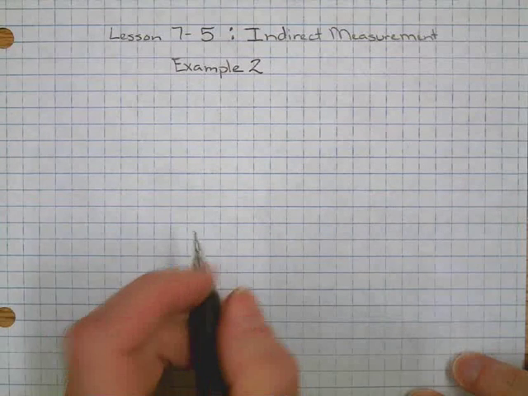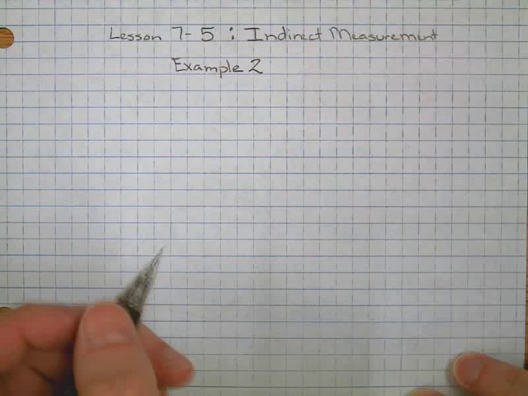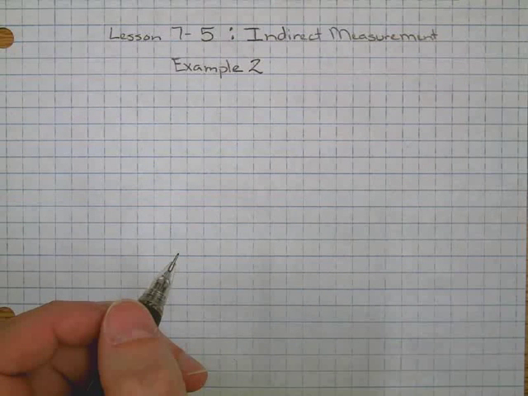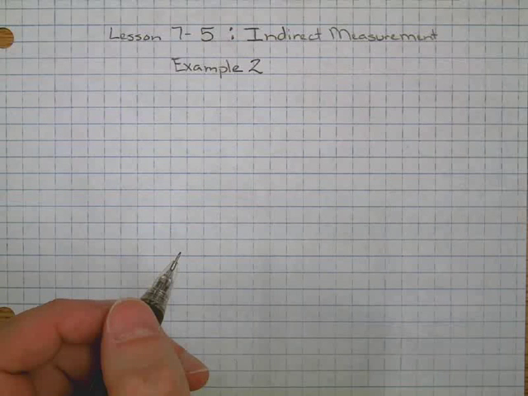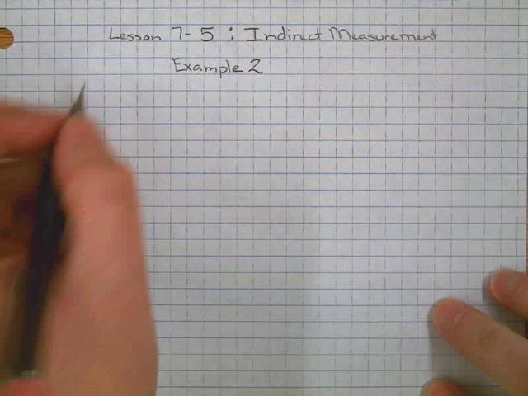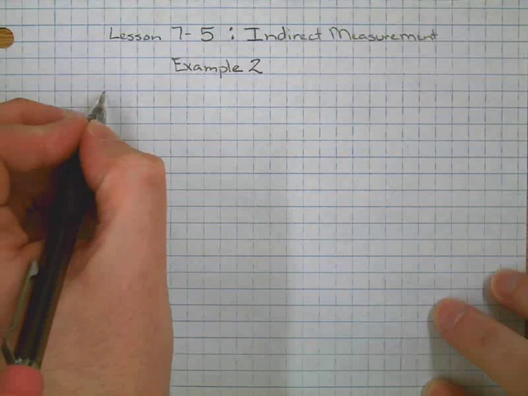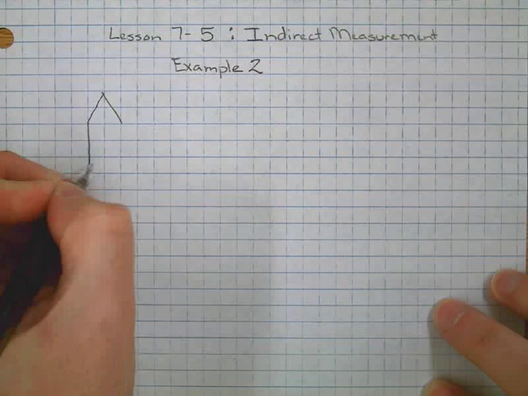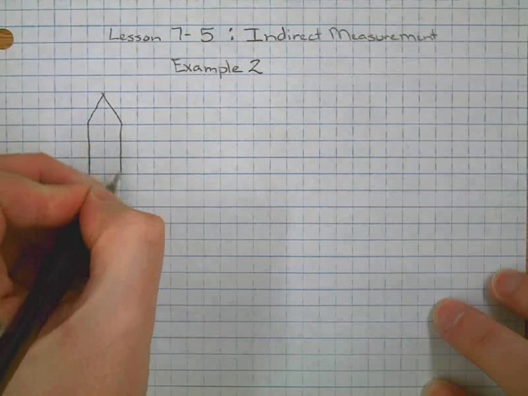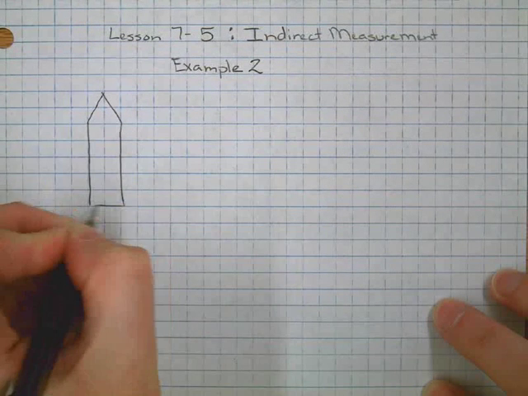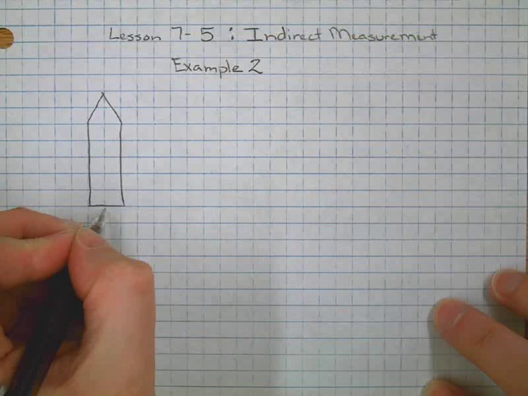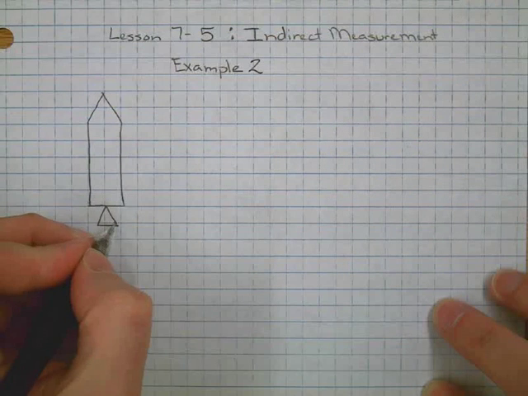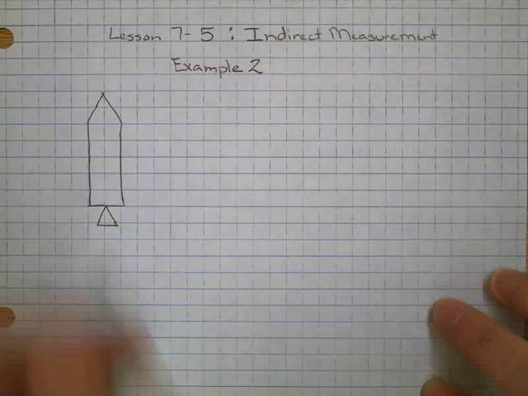Lesson 7.5, Indirect Measurement, Example 2. One of the places it's wonderful to go visit, and I love going there, is the Smithsonian Air and Space Museum in Washington, D.C. At the Smithsonian, they have rockets, actual rockets that NASA has used. They have rockets from all over the world. Now, if you go there, these rockets are huge. And you kind of wonder sometimes exactly how tall these rockets are.